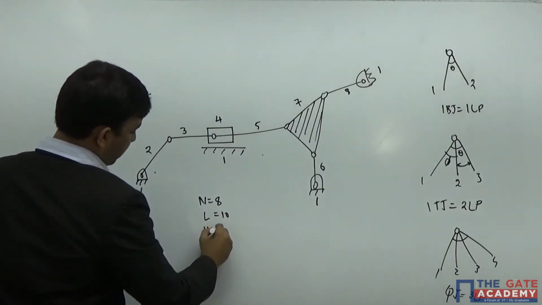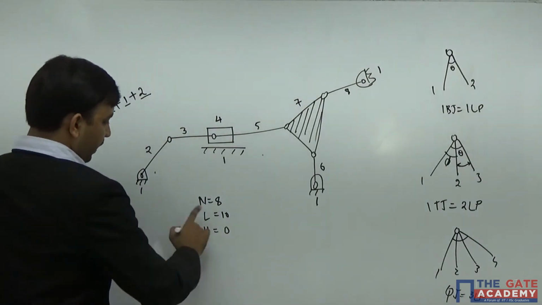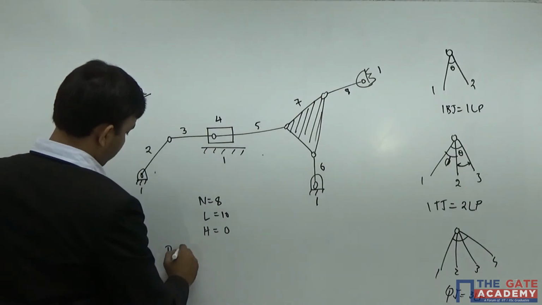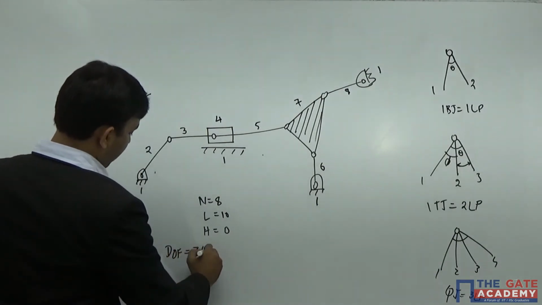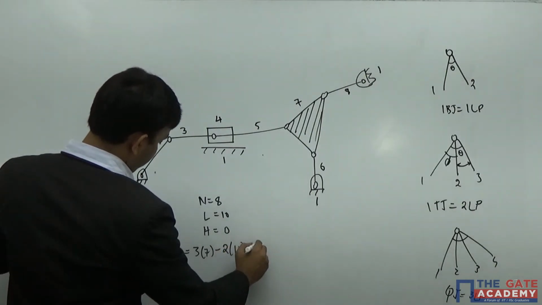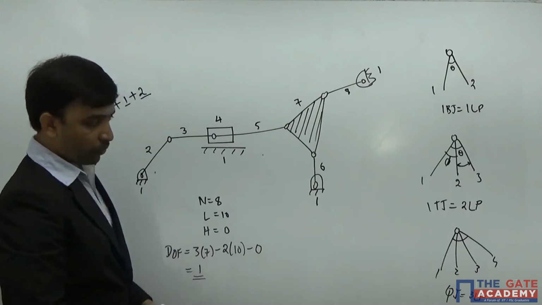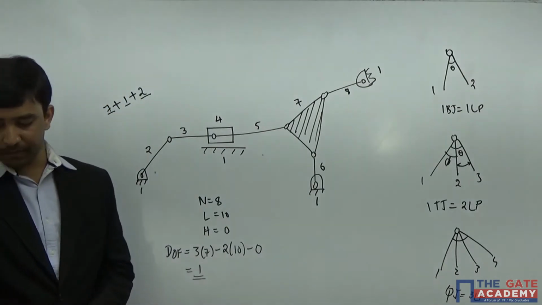And if you look at higher pairs in the mechanism, number of higher pairs here are 0. There are no higher pairs. And it's a mechanism, so degrees of freedom is 3 into n minus 1, minus 2 times lower, minus higher. Degrees of freedom, I can say it's 1. So for this mechanism, degrees of freedom is 1.